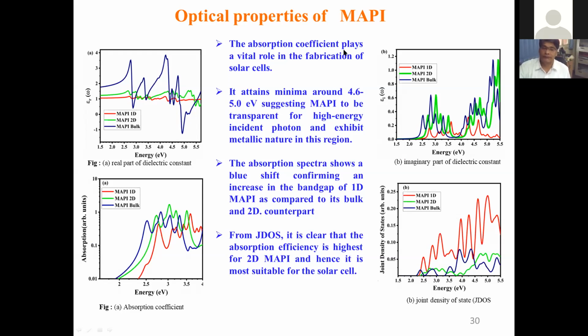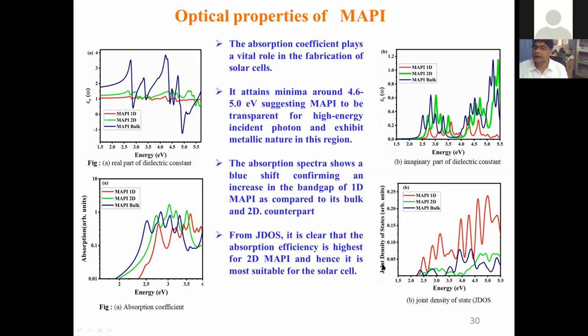This is the optical properties we have calculated for 2D, 1D and 0D. The absorption coefficient plays a vital role in the fabrication of solar cells. It attains a minimum around 4.6 to 5.0 electron volts, suggesting that MAPI, that is CH3NH3PbI3, is transparent to high-energy incident photons and exhibits metallic nature in this region. The absorption spectra show a blue shift, confirming an increase in the band gap of 1D MAPI as compared to its bulk and 2D counterparts.